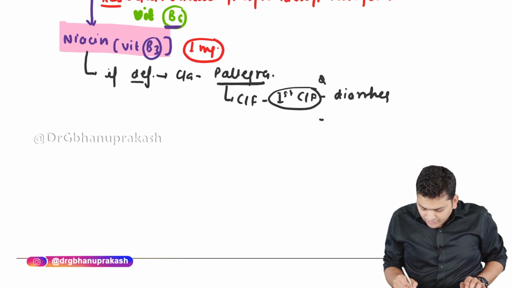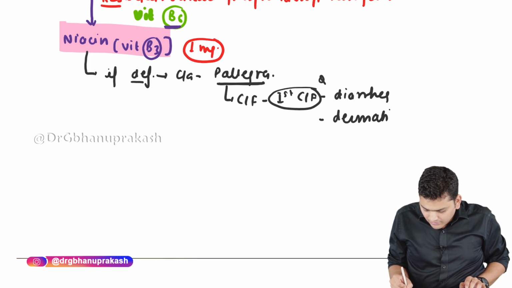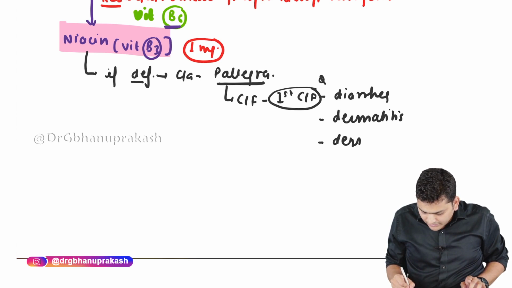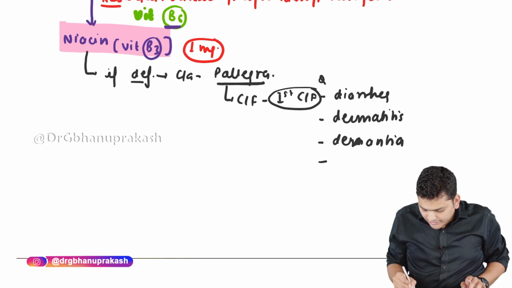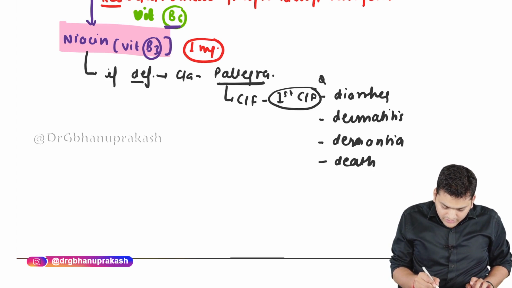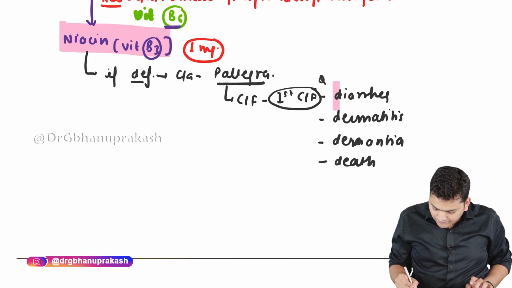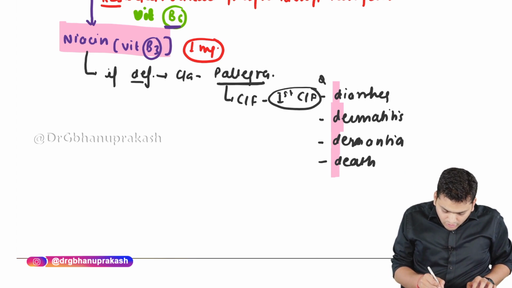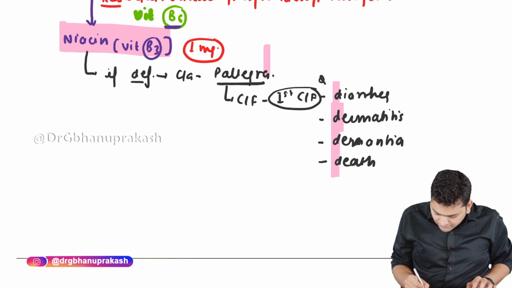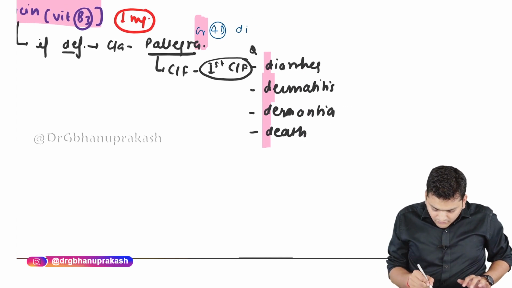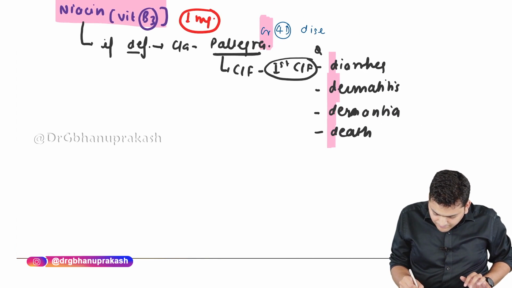Then if it is not treated, it will lead to dermatitis, and then if not treated, will lead to dementia. And ultimately, if not treated, will lead to death. You can see that the symptoms all start with the letter D: diarrhea, dermatitis, dementia, death. So pellagra is also referred to as the 4D disease, or sometimes the 3D disease.